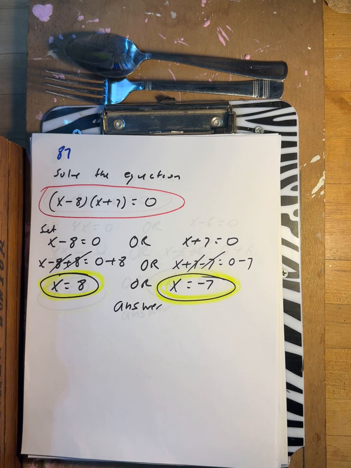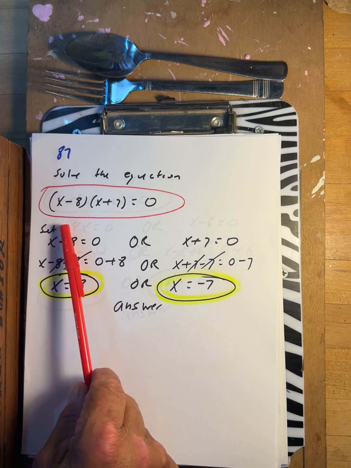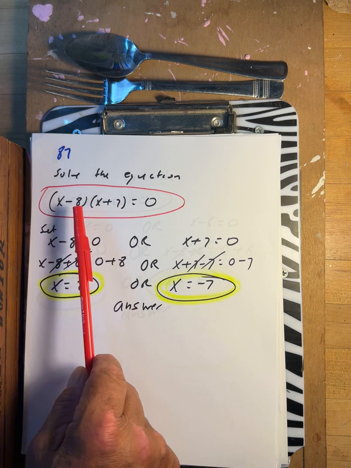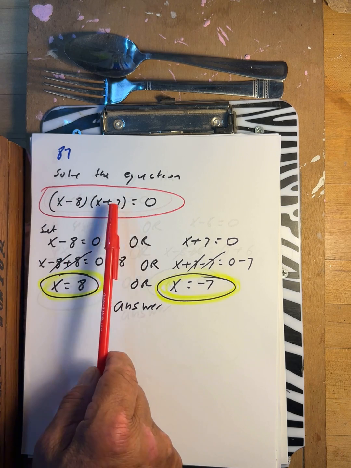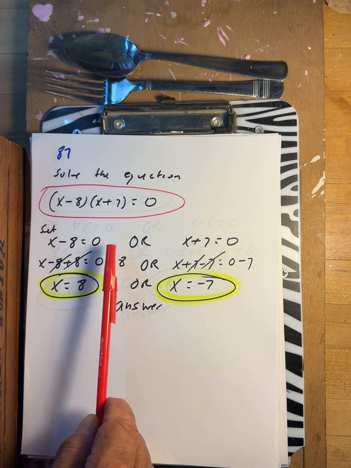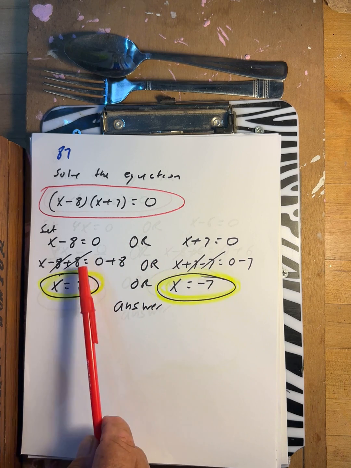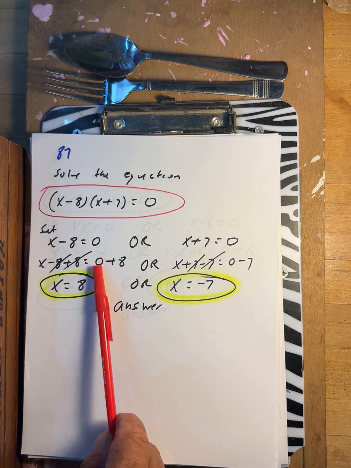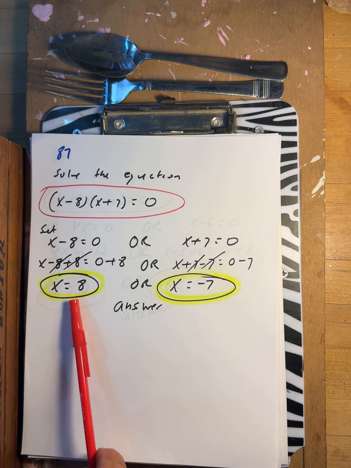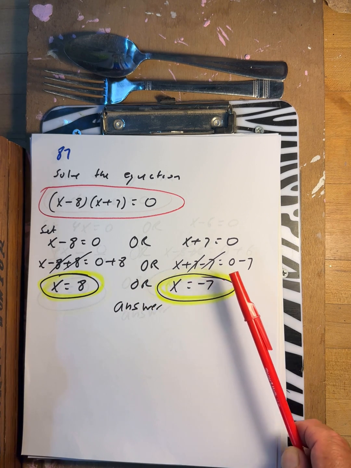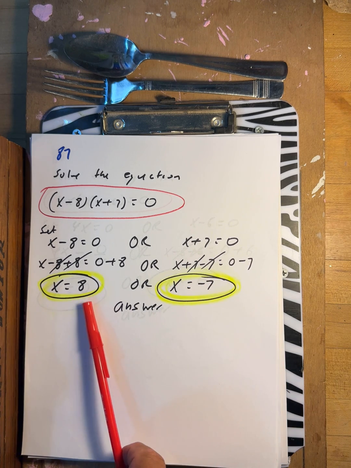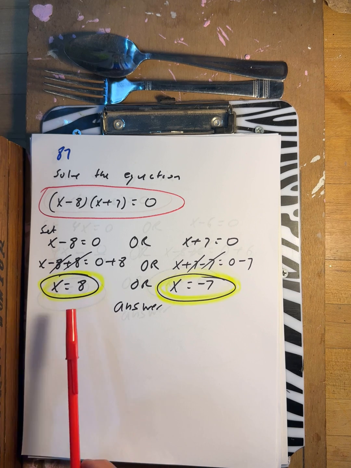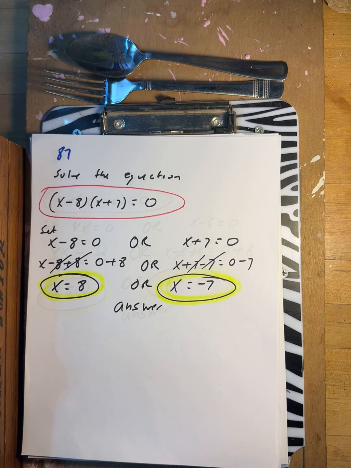Now we're going to solve this. x minus 8 times x plus 7. So what we do is set each factor equal to 0, because if it's 0 times 0, you get 0. So x minus 8 equals 0, or x plus 7 equals 0. Let's do this one: x minus 8 plus 8, so x must be 8. That's one answer. Or the other possible answer, minus 7 on both sides, so x equals negative 7. So x equals 8, or x equals negative 7.